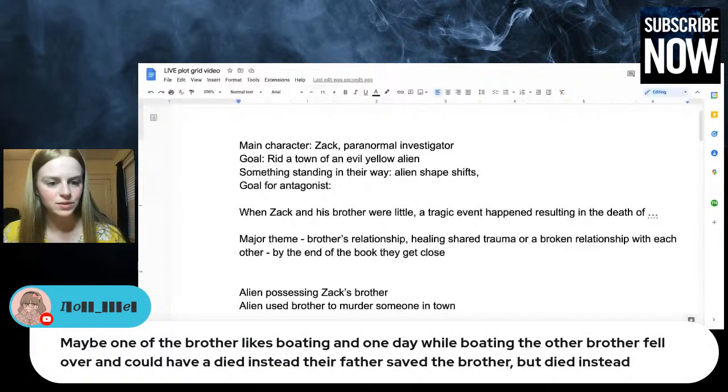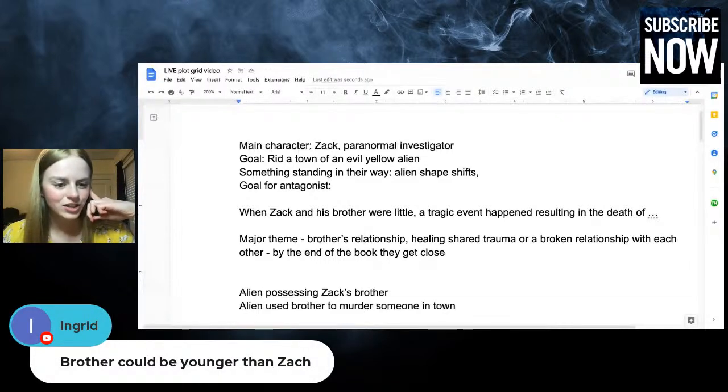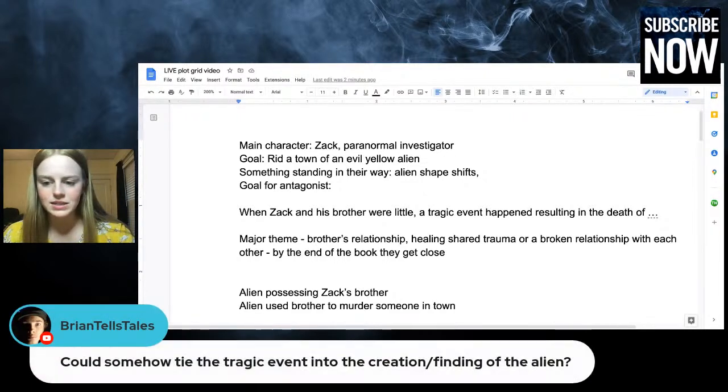Ivory Roses said maybe one of the brothers likes boating, and one day while boating, the other brother fell over and could have died. Instead, their father saved the brother, but died instead. Ooh, that's very dramatic. I like that one. College age, okay. College age sounds good. The brother could be younger than Zach, also very true. We can definitely combine a lot of these ideas.